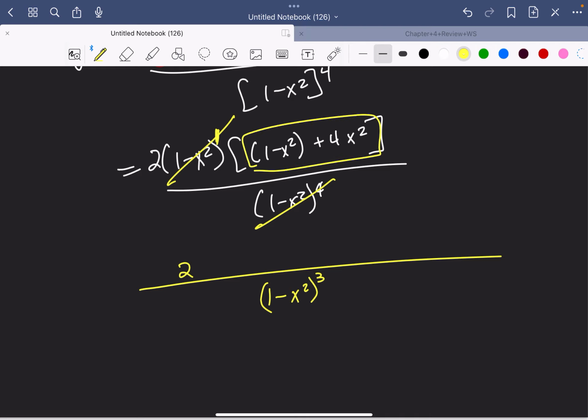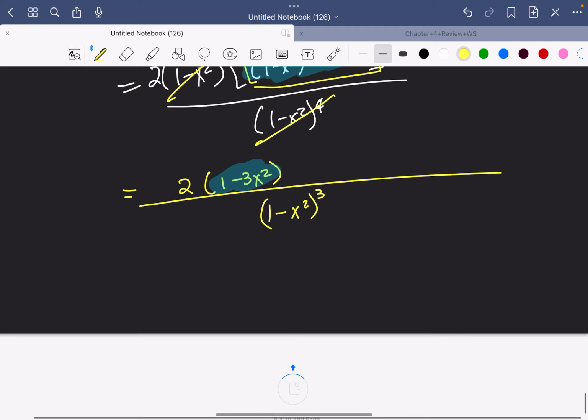And what happens in here? That just becomes 1 minus 3x squared. So all of this turns into 1 minus 3x squared. Okay. So now that is our second derivative, right?